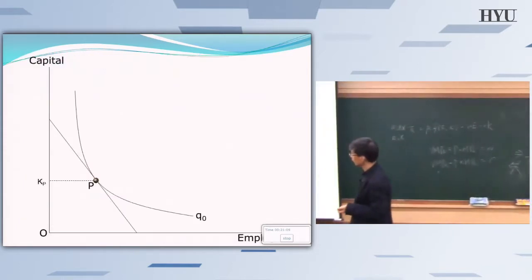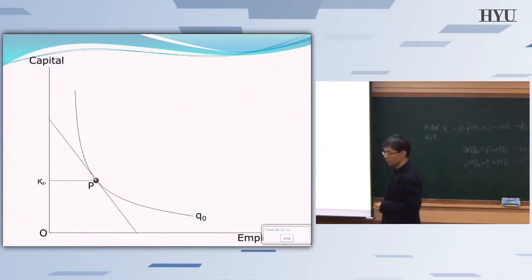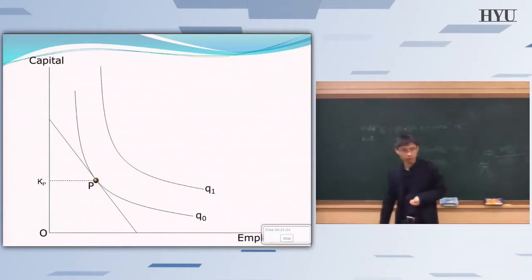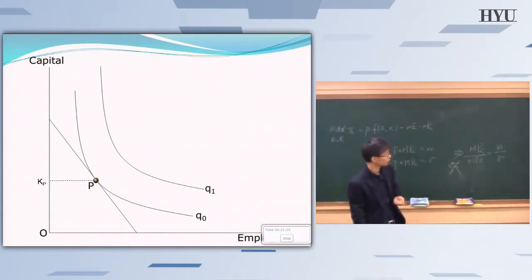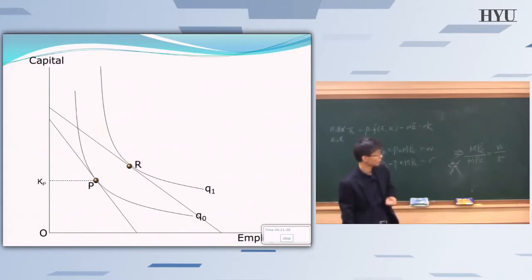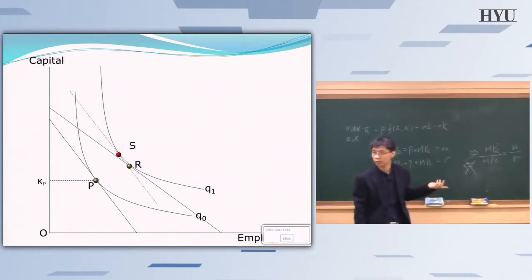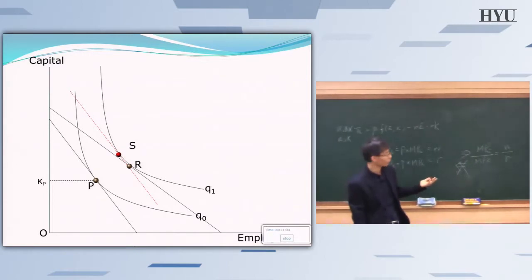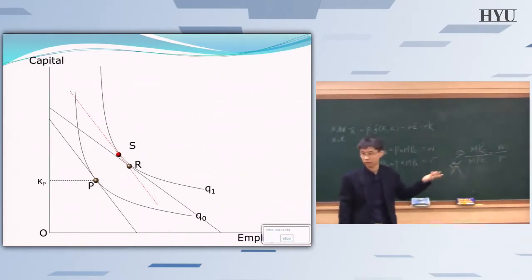Now, if you draw a diagram using substitution and scale effects, before we looked at the labor part, the employment part. Let's look at the vertical axis, the capital part. Basically, what happens is the same, but what we are interested in is different. It's basically the same curve, but what we are looking at is the vertical axis, not the horizontal axis.